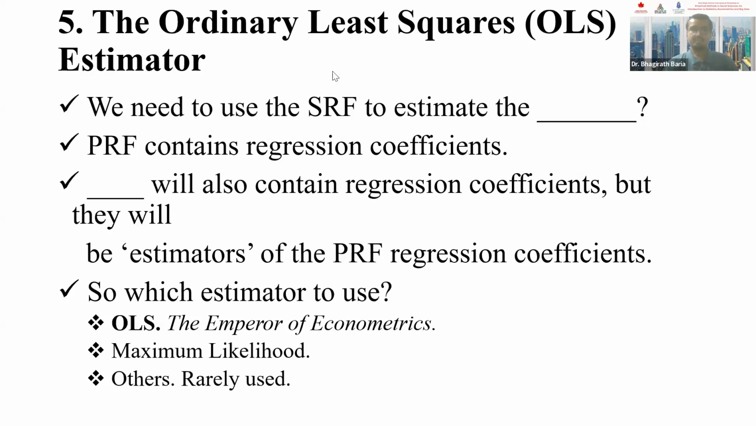Ritika is asking, if population data is not available, how do we know about beta and compare it with the sample beta? It makes an assumption. That is the beauty of econometrics. We don't know anything about the PRF, yet we can make an estimate about the PRF, assume how the PRF would be, and compare our sample with it. That is how the OLS estimator works.